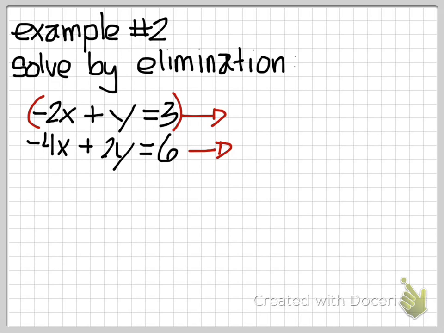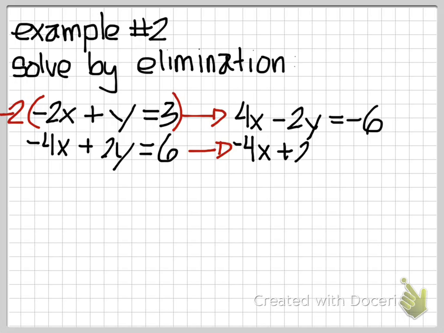Looking at this pair, it looks like I can multiply the very first equation by positive 2. Make that negative 2. When I multiply by negative 2, I have the new equation, positive 4x minus 2y equals negative 6. When I rewrite the equation at the bottom, I have negative 4x plus 2y equals positive 6.